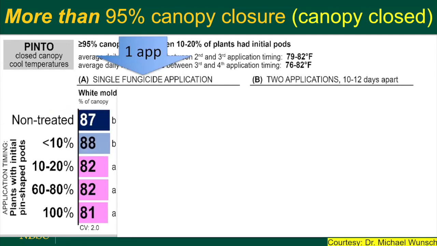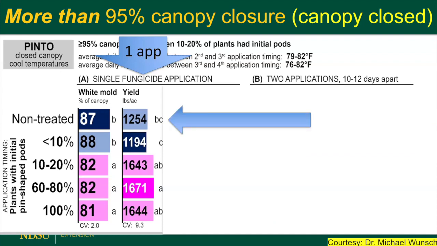So let's look at the single fungicide application first. And you can see there's 87% of the plants had disease. And if you hit it really early, it's basically the same. The next 3 didn't make a whole lot of difference. Numerically, a little less disease severity. And I'm sorry, it made a difference statistically and numerically, but it wasn't much different between 10% and 100%. This implies that you want to hit it earlier than if the canopy is open.